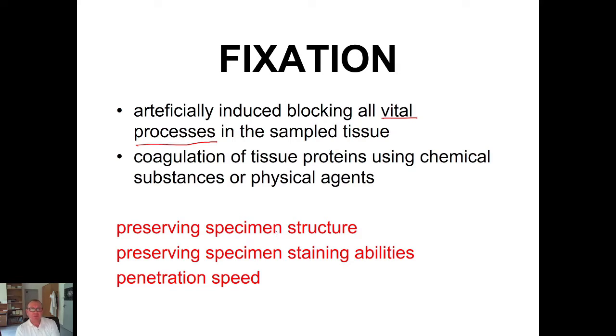So the principle of fixation is to stop the enzymes, and as the enzymes are usually proteins, the universal method how to fix and so stop enzymatic functions is a coagulation of tissue protein. Coagulation of tissue proteins using chemical substances or physical agents is a universal method of fixation. After that, the tissue doesn't change.